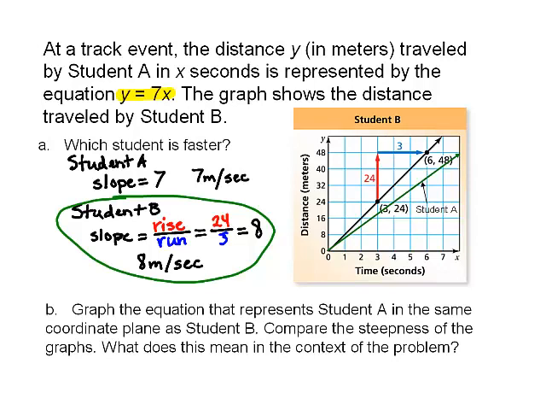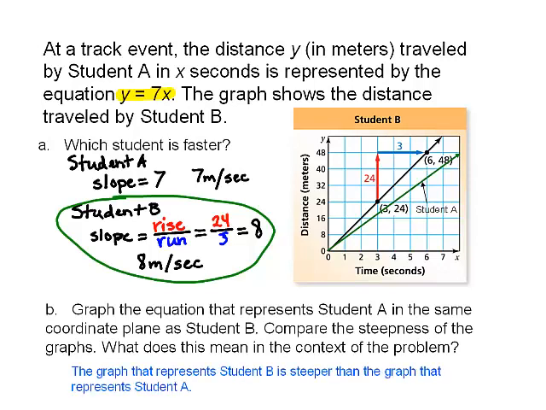Now we need to compare the steepness of the graphs. The graph that represents student B is steeper than the graph that represents student A. Finally, we need to answer the question, what does this mean in the context of the problem? In the context of the problem, this means that student B is faster.